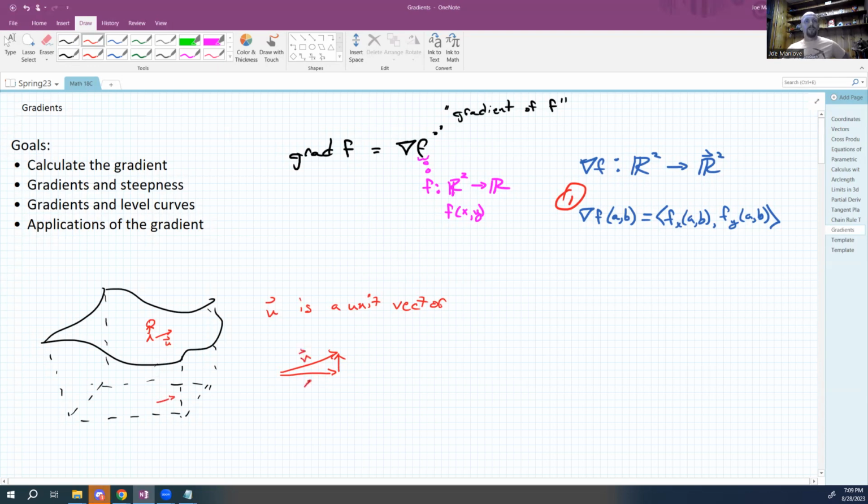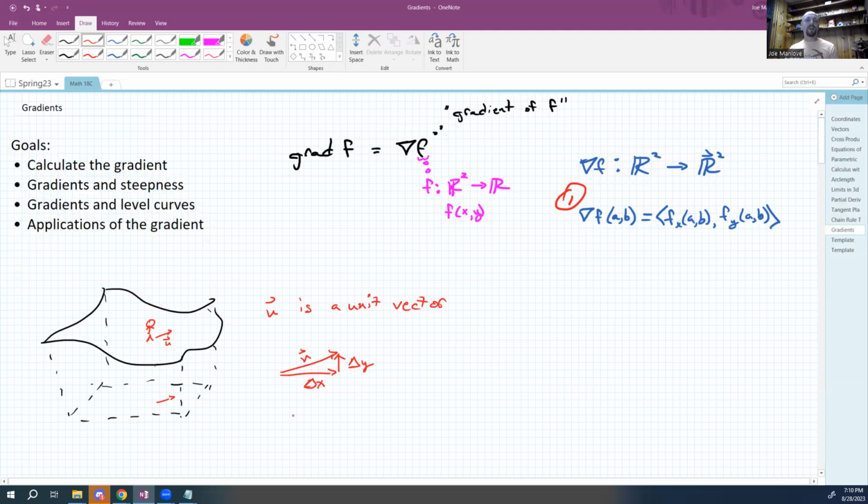My vector U here looks like some kind of change in x bit, some kind of change in y bit, right? So when I think about how steep it is going to be in that direction, I'm just going to toss my tangent plane in there, right? And then I'm going to ask, well, if I turn and look on the tangent plane, how steep is it? Because that's really what the surface is like.